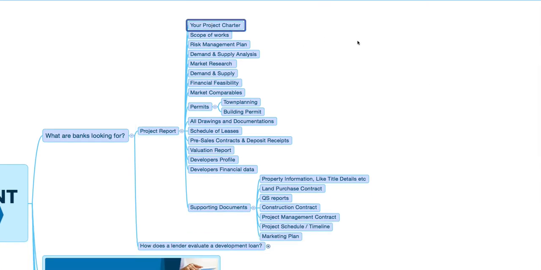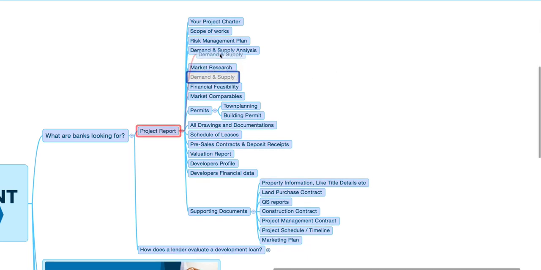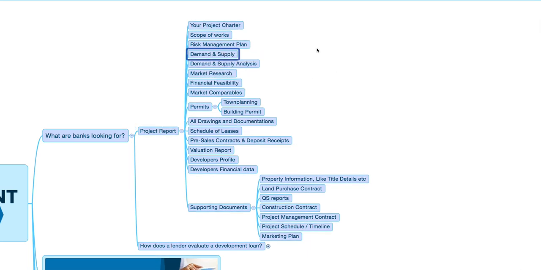It should have a project charter explaining what the project is supposed to do, and the scope of works, in the sense that if there is a development management team there, what they are going to do and what the scope of work is going to be. There should be a risk management plan. There should be a demand and supply analysis, not necessarily in this order, and we'll discuss the order a little bit later. But demand and supply analysis, market research, what's happening there in terms of demand and supply, should be together here.